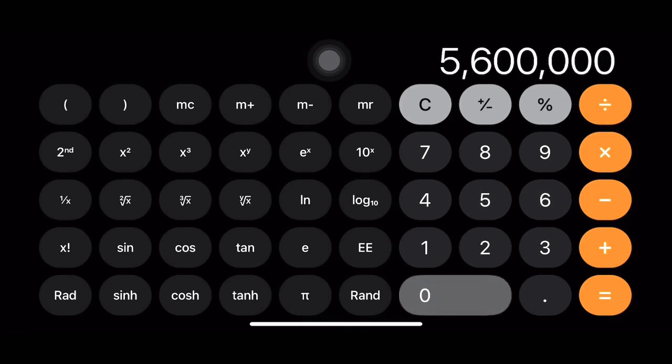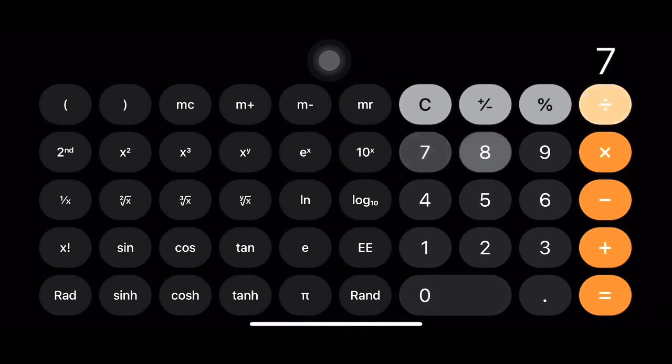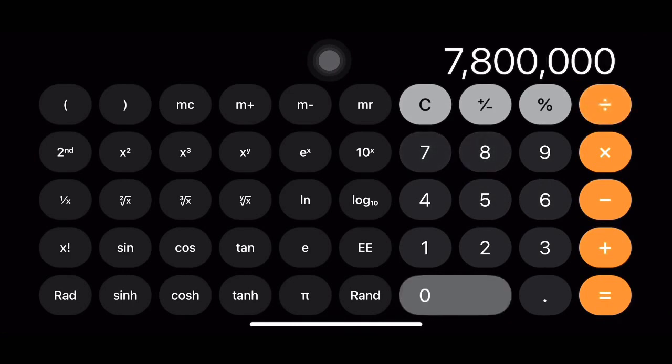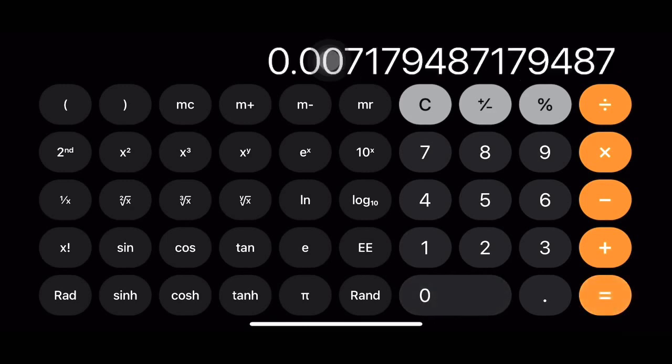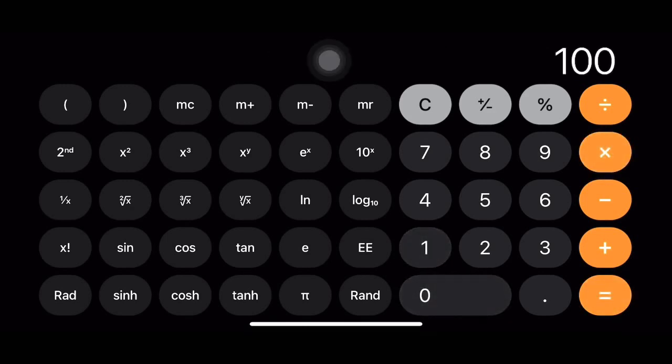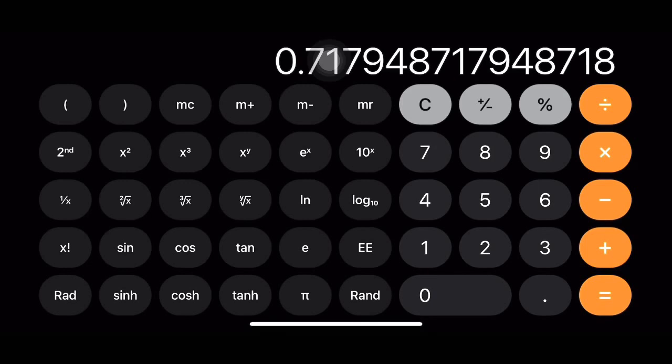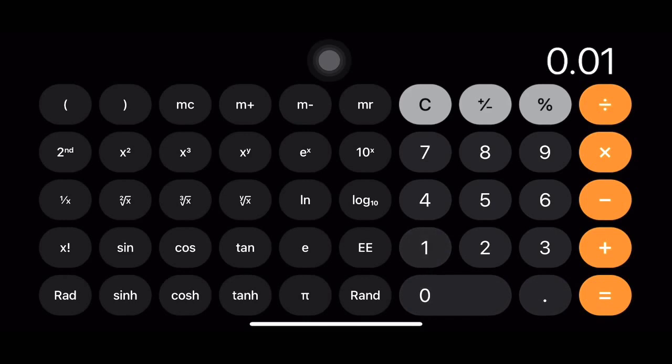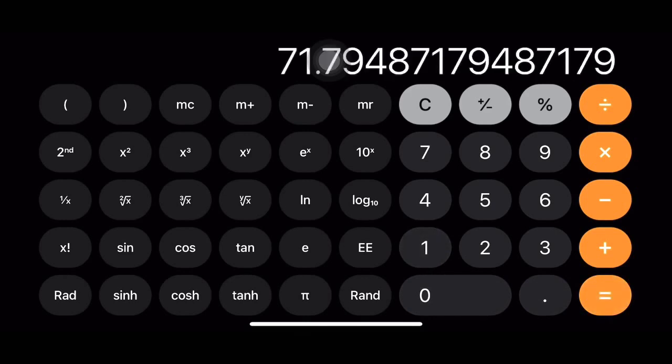56 million divided by 7.8 billion. In case you're dumb, times 100. This is 0.7%. 0.717, blah, blah, blah. We'll just go with 0.7, okay? Now let's see how much bigger 0.7 is than 0.01. Divided by 0.01. 71 times bigger.